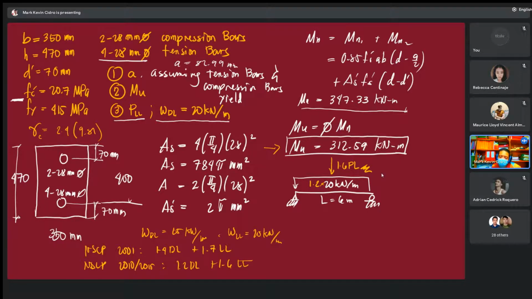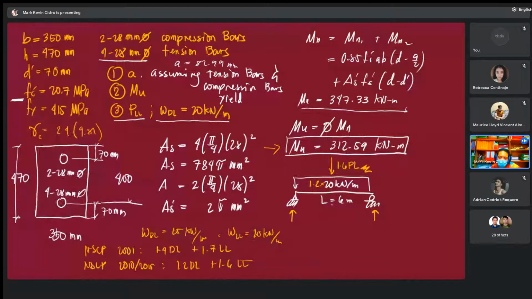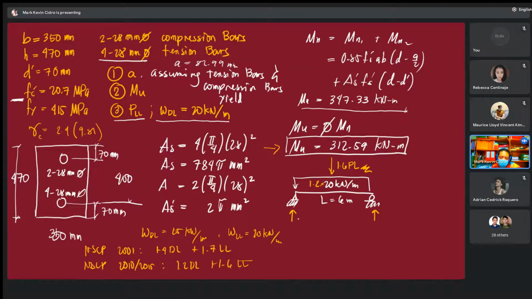So how do we do this? What are the reactions? 1.2 times 20 is 24. Then 24 times 6 is 144. Divide it by 2 to get 72. So this is 72. These forces are from the 1.2 times 20 only.